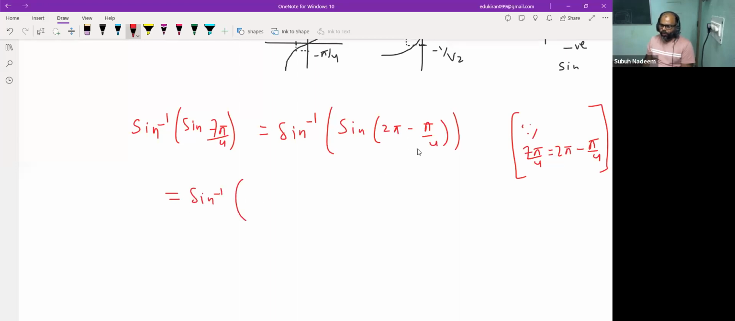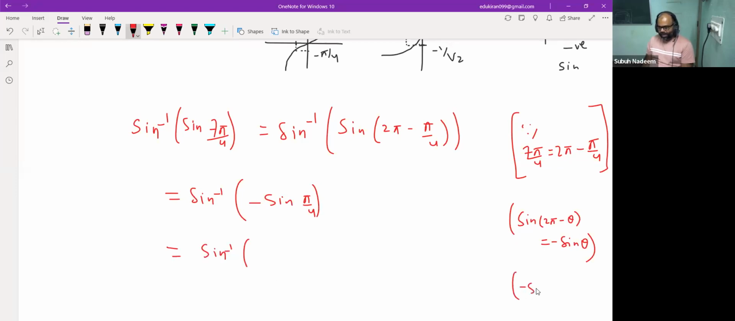Now sine of 2 pi minus theta, as we know, is minus sine theta. So we write it as minus sine pi by 4. Now we don't have any formula for how this minus has come, but we know that minus sine x is equal to sine of minus x. This minus can comfortably get inside sine. If it was cos, it can't get inside cos. So this is sine inverse sine of minus pi by 4.